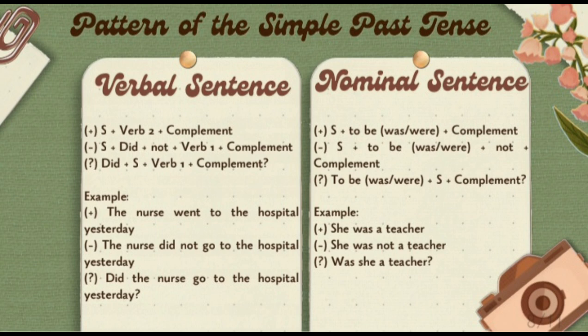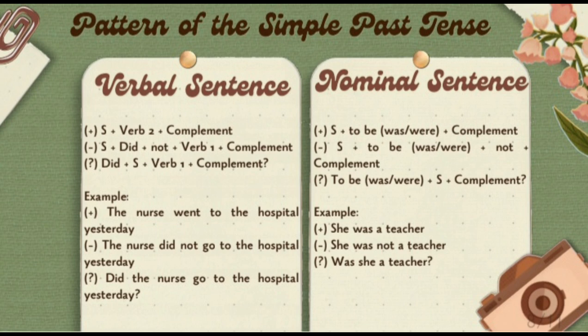In positive, you have to use verb two, and in negative and interrogative, the verb two changes to verb one. For example, in positive sentence, the nurse went to the hospital yesterday. So the subject is the nurse. The verb two is went. To the hospital is a complement, and yesterday is an adverb of time. In negative sentence and interrogative, you have to remember that verb two changes into verb one. Went becomes go.